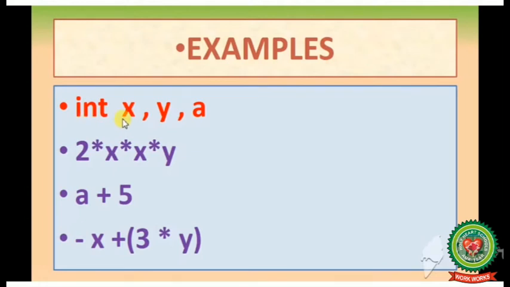See, int x, y, a. So x, y and a are variables and they have the data type int. The first expression is 2 into x into x into y. So 2 is a constant and x and y are variables. The second expression is a plus 5. So a is a variable and 5 is a constant. Minus x plus 3 into y. So x and y again are variables and 3 is a constant. So this way we can combine constants and variables to make an integer expression.